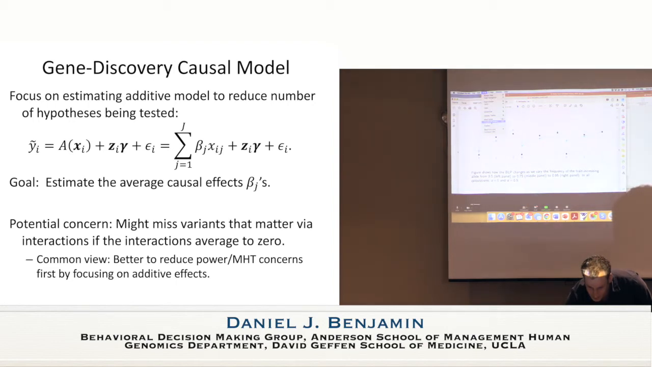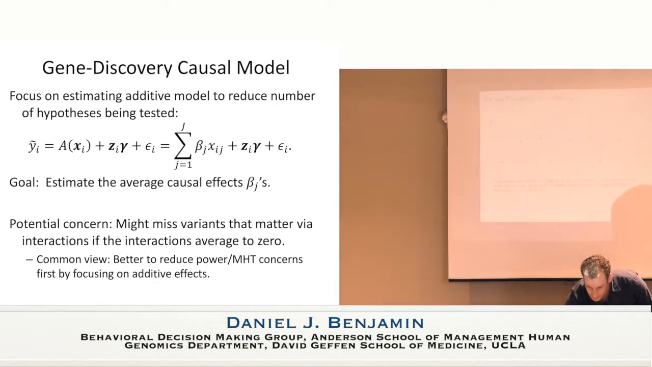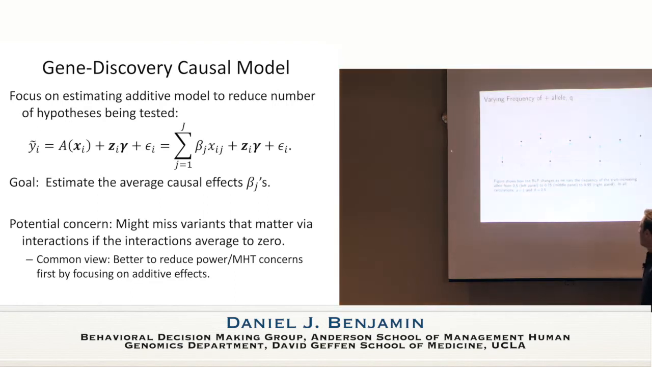This is something I think David mentioned, but I want to highlight it more. This is a slide that David showed when he was talking about what the additive model is and how it's the best linear predictor. What these three figures are showing is how the best linear predictor changes as you change the frequency of the trait increasing allele from 50% in this figure to 75% to 95%.